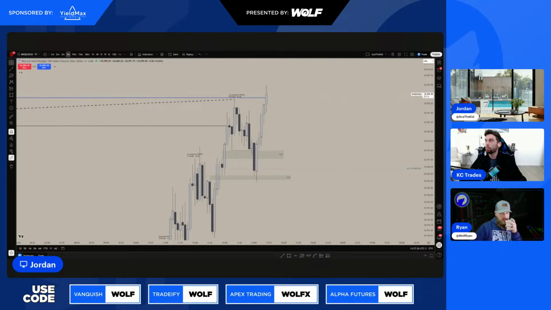There's 26K on NQ. IWM is pulling back here just underneath previous day high. QQQ actually making a new high of day over previous day high.